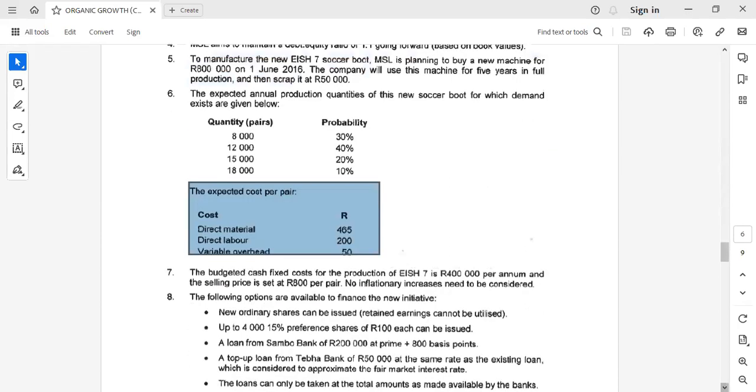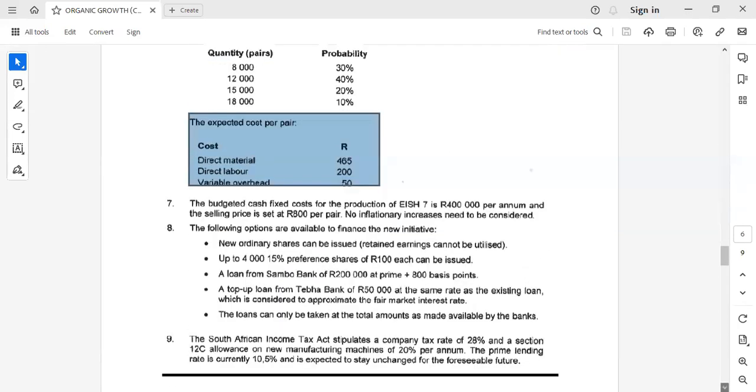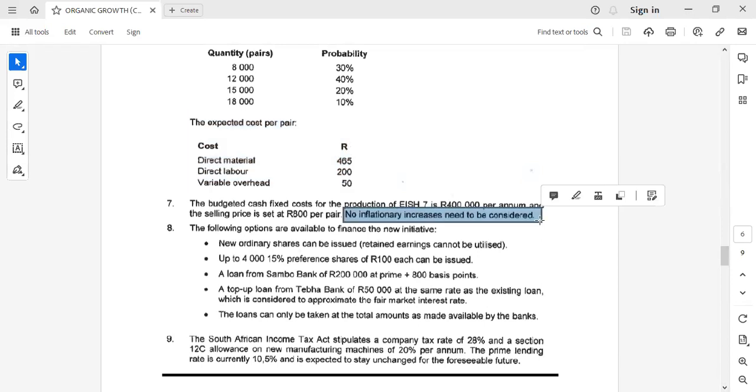Then we are told that the budgeted cash fixed cost for the production of A7 is 400,000 per annum, and the selling price is 800 per pair. No inflationary increases are expected. So that means we don't expect any change. So we just have to multiply this cost times the price.